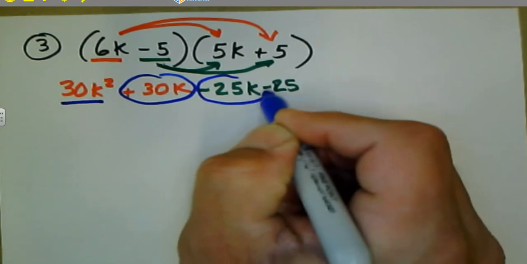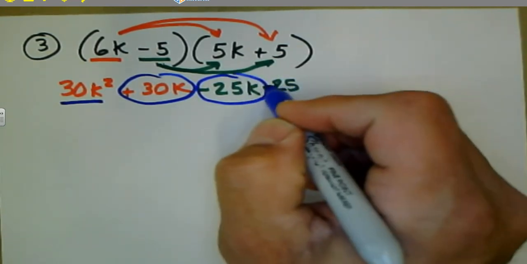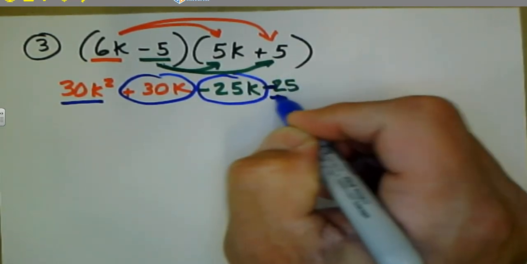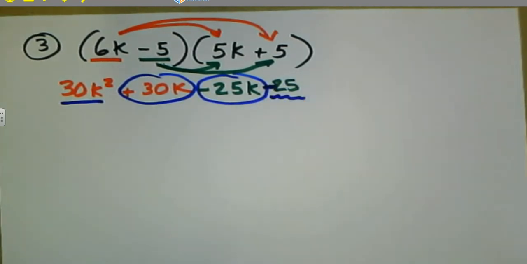K added to a K. Whoops, and I went, that's a mistake right there. And then squiggly, because we don't want that to disappear. I went through my negative. So try not to do that.